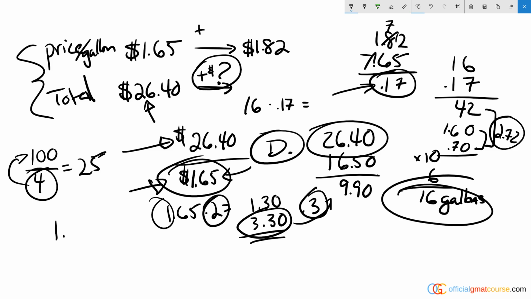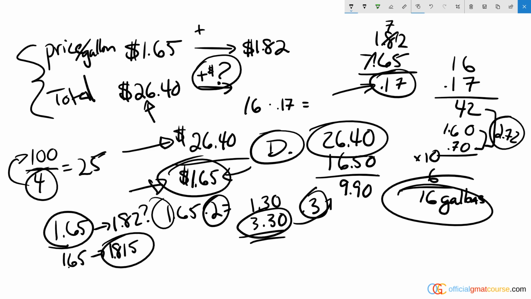What's that percent change from $1.65 to $1.82? Well, 10% of $1.65 would be 16.5 cents. $1.65 plus 16.5 cents would get me to $1.815. Sorry, messing up my decimals here. Now that's pretty close to what we actually get with $1.82, but I would have needed slightly more of an increase, so slightly more than 10%.